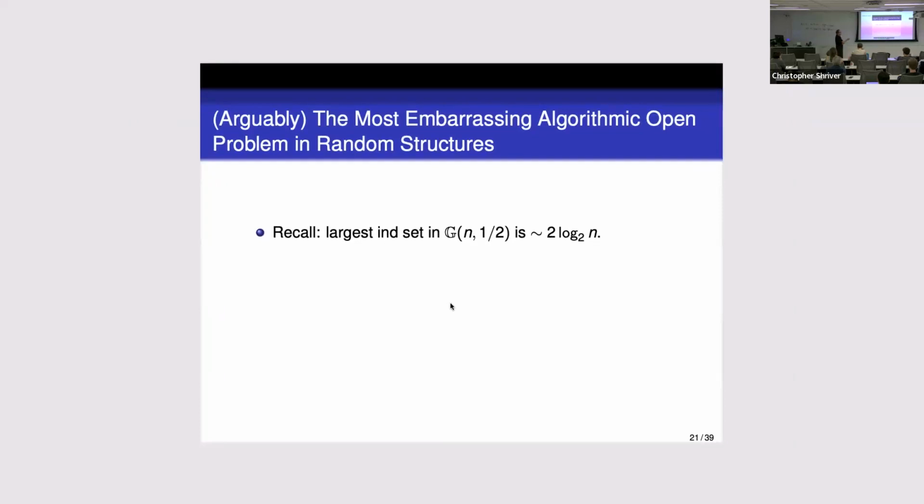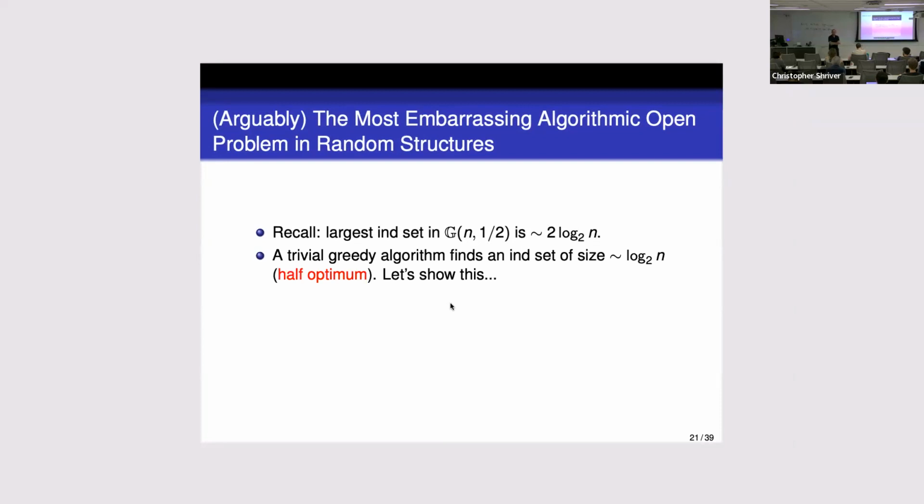Okay, just to recap from yesterday, the largest independent set in dense graphs is 2 log n. Sparse graphs, it's slightly different. Can we find it by a fast algorithm? Well, you can. It's fairly easy to implement and analyze the borderline, a trivial algorithm. It's a version of a greedy algorithm that finds an independent set of half optimum.